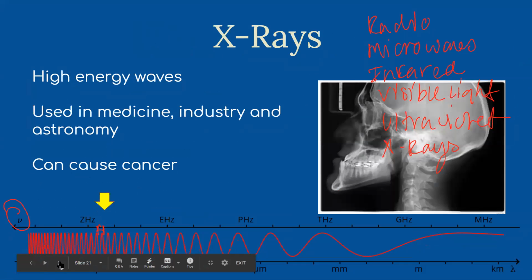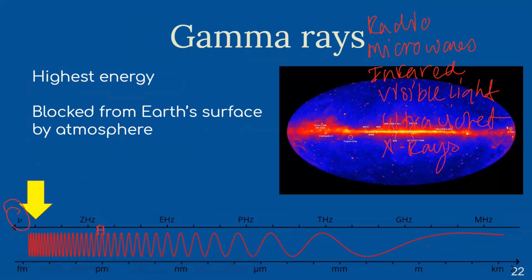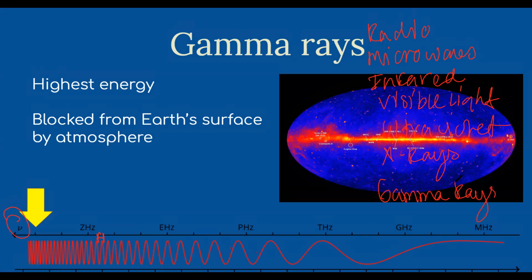Lastly, gamma rays. So gamma rays is going to be the highest one. Gamma rays are blocked off by the atmosphere. The atmosphere is a layer on Earth. We can't see it, but it's there. And that's the only way we can block gamma rays. And we also use it in different stuff.